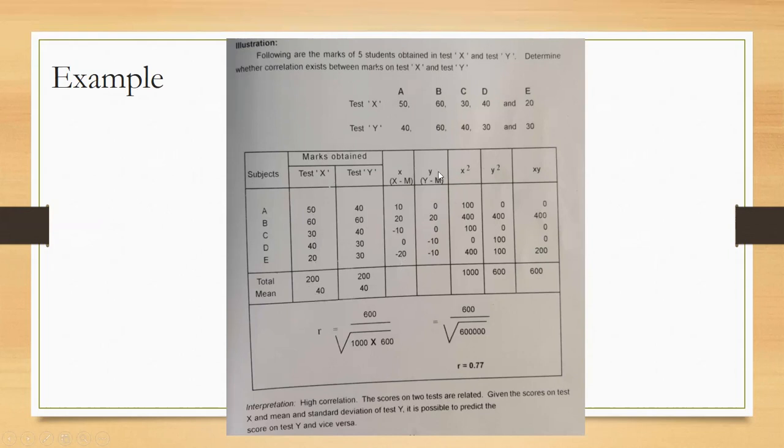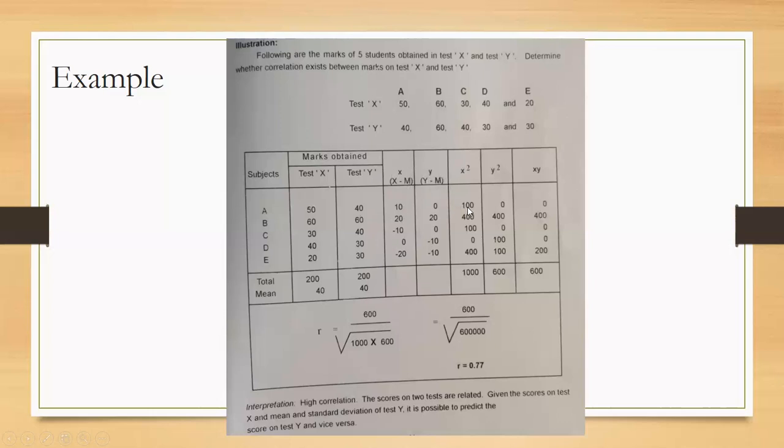Likewise, I'm going to do the same thing for y, which is y minus m. For the first mark of y, minus the mean that is given: 40 minus 40 gives 0. 60 minus 40 gives 20. Likewise, I'll calculate the data till the last. Now, x minus m is what? X only. Y minus m is what? Y only. So now you simply square these two columns, x and y.